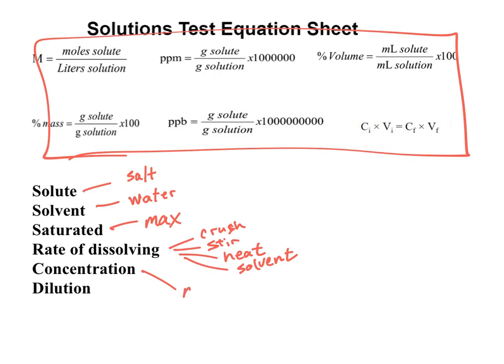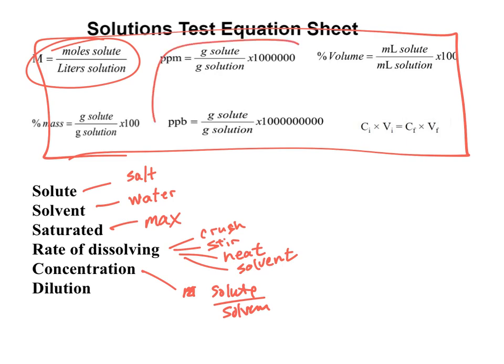Concentration is a measure of solute to solvent, and there's different ways to do it. You can do it in molarity, moles per liter. You can do it in parts per million or parts per billion. You can do it in percents. Those are all ways of measuring concentration. We'll review those here in a second.